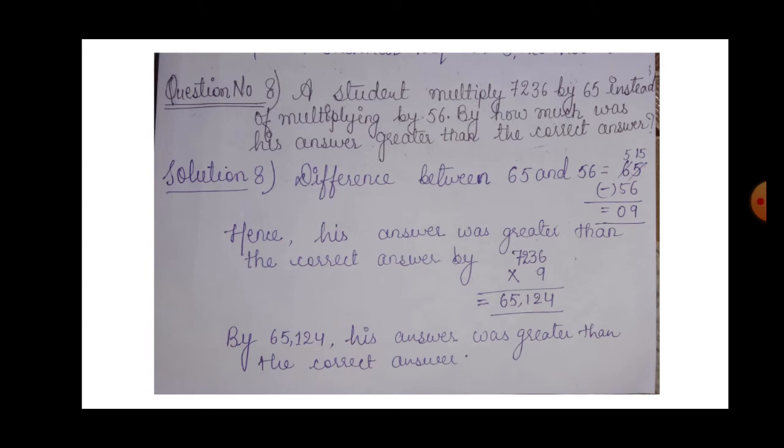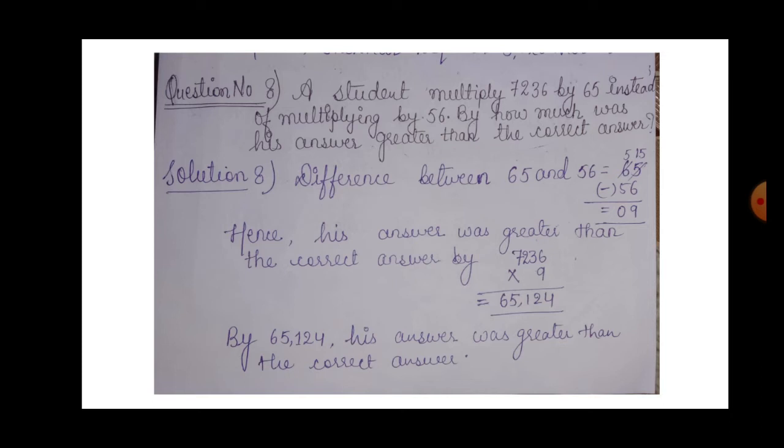Now come to question number 8. This question is like this: a student multiplied 7,236 by 65 instead of multiplying by 56. By how much was his answer greater than the correct answer? So children, are you getting something? The question is like that: one student multiplied 7,236 by 65 instead of which number? 56. Means we need to get the difference.